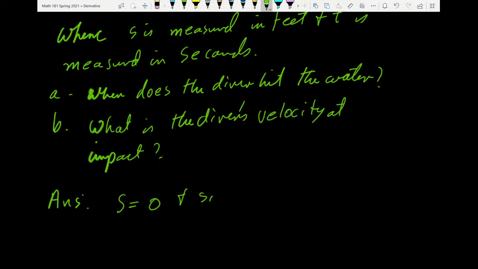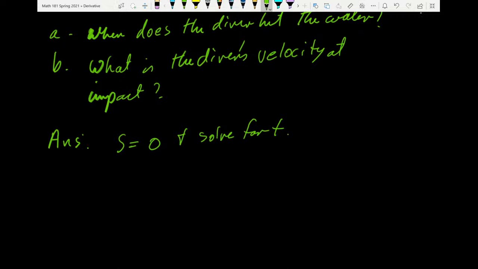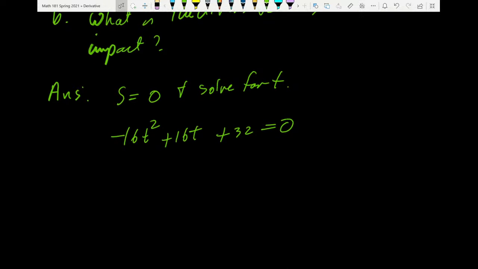And solve for t. That's what we want to find, the time. And this seems pretty easy. 16t squared plus 16t plus 32 equals 0 is a quadratic formula and simplifies to -1 or 2.